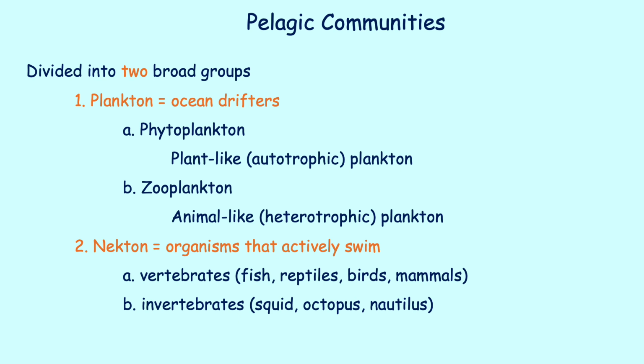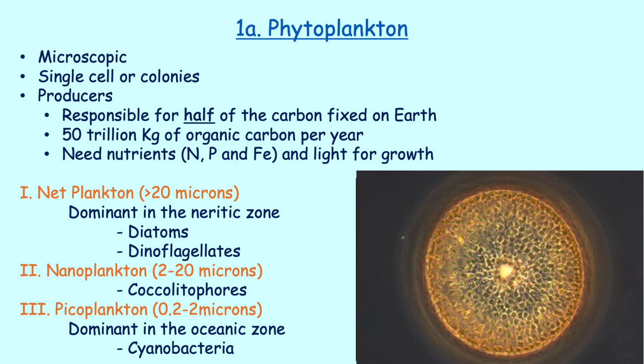They can be divided into plant-like plankton, the phytoplankton, or the animal-like plankton, the zooplankton. The nekton are the organisms that can actively swim, and these will include the vertebrates and invertebrates. Phytoplankton are microscopic single-cell algae. Some species of phytoplankton arrange themselves as colonies to increase their chances of staying afloat in the sunlit layer of the oceans.